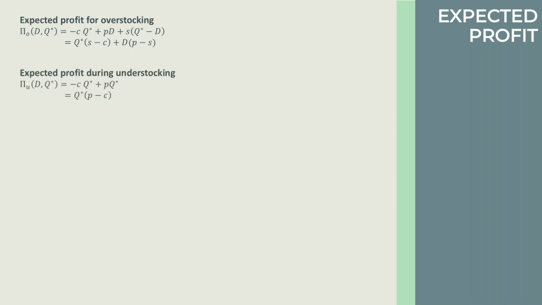Expected profit for overstocking consists of negative C times Q, the cost of purchasing our order quantity, P times D, the revenue of our demanded goods, and S times Q minus D, the salvage value of the units overstocked. Expected profit during understocking consists of the same cost of purchasing the ordered units plus the revenue of the units sold. The generalized formula for expected profit consists of the sum of all expected profits during overstocking plus the sum of all expected profits during understocking.